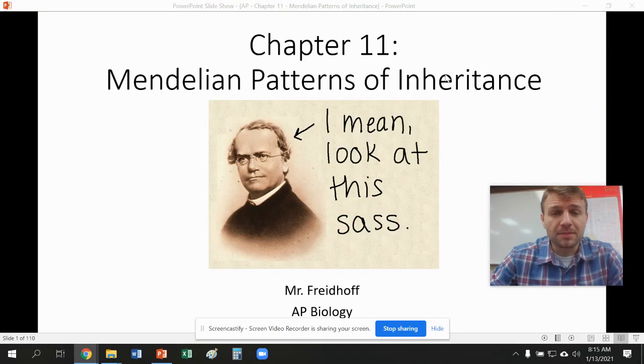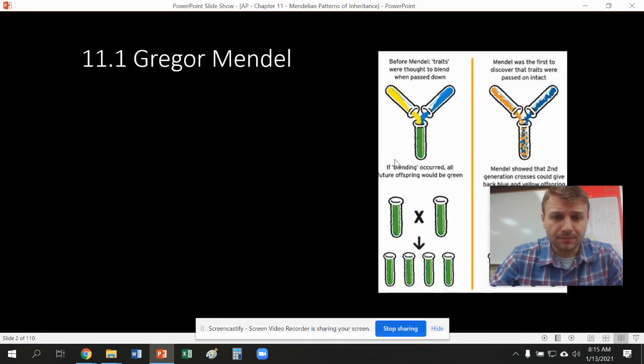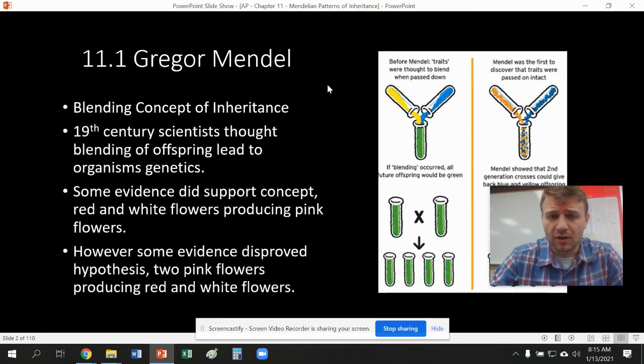Hello, everyone. We're going to start chapter 11 today, which is going to talk about Mendelian genetics and how your genes affect how your physical characteristics are. This is Gregory Mendel. We're going to talk a lot about Gregory Mendel in this first section, but let's just jump right into it.